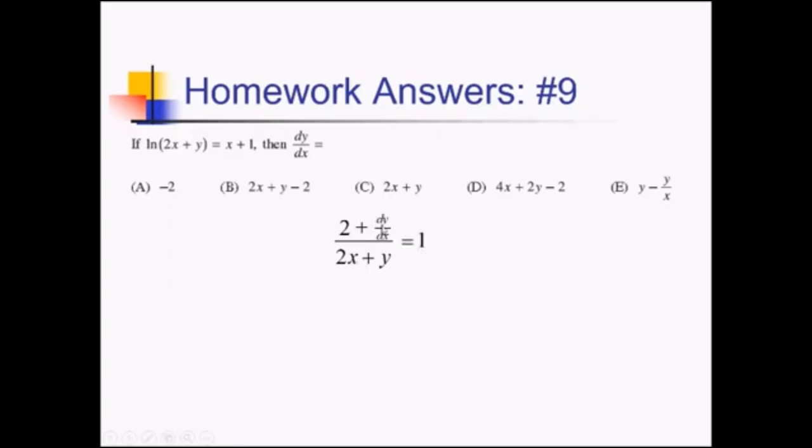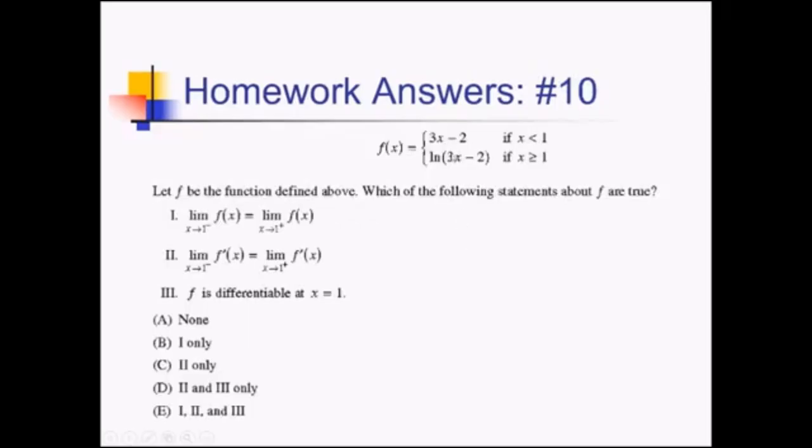To isolate dy over dx, let me start by multiplying both sides by 2x plus y. Since there's just a 1 over here, we just get 2x plus y on the right side. And now just one other quick step here. I'm just going to subtract 2 from both sides. So dy over dx is going to be 2x plus y minus 2, which matches exactly answer choice B.